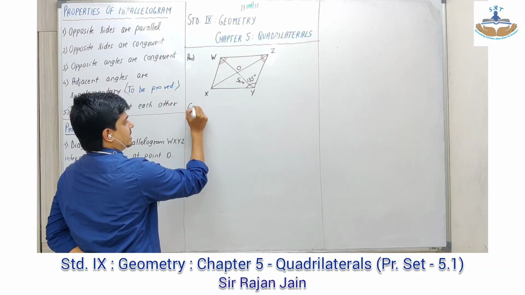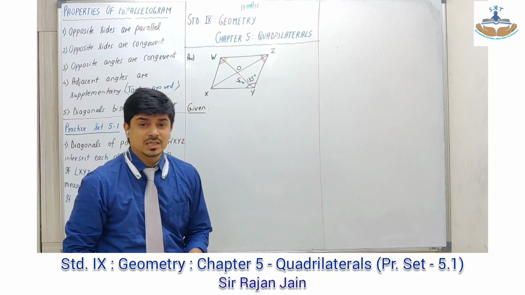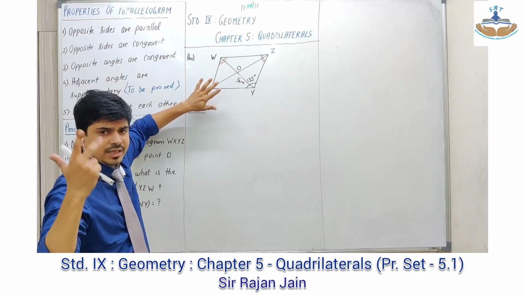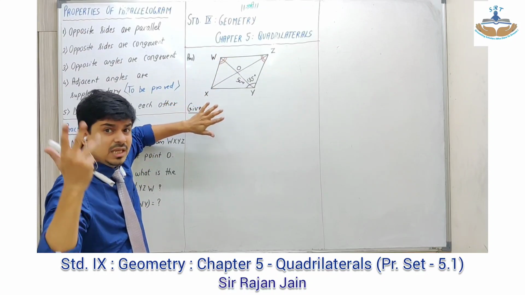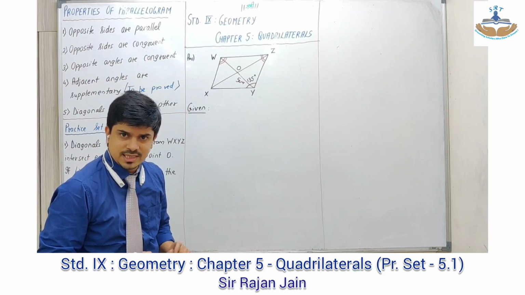सबसे पहले you will write given. You all know that your sum will go in 5 parts. Which are those 5 parts? सबसे पहले diagram आएगा, then given आएगा, then to find आएगा, then if required construction will come, and then your proof or solution. Is that clear?